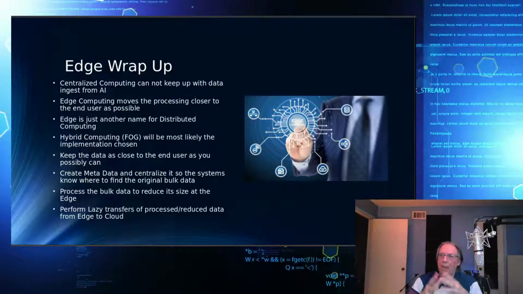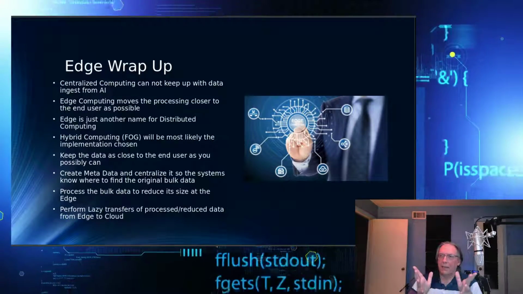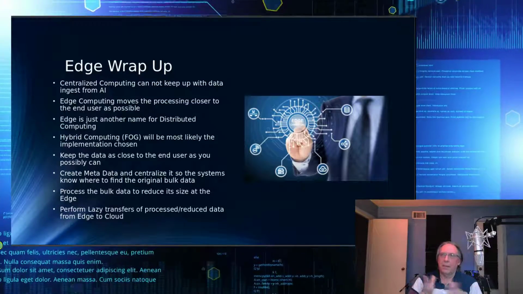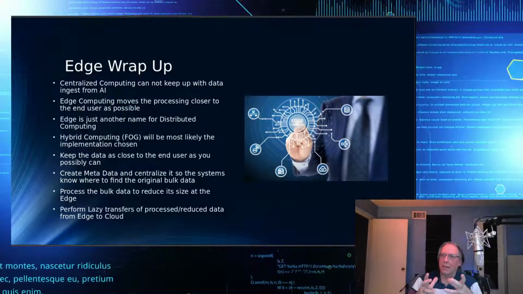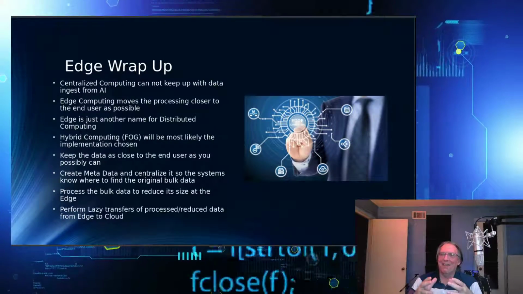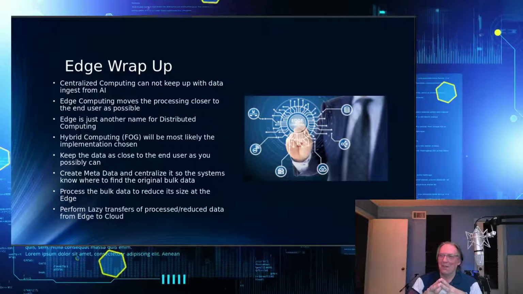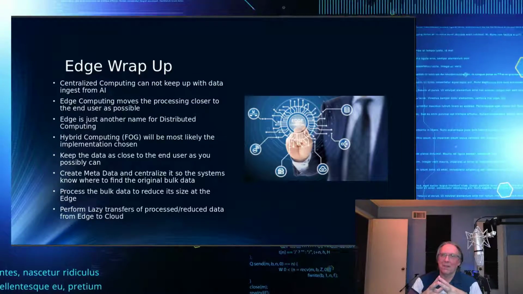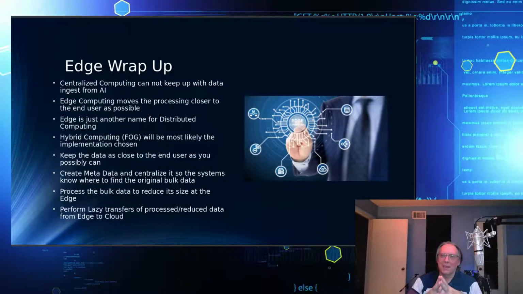Edge wrap up. I'm just going to say this: as we discussed in the slides, centralized computing simply can't keep up with voluminous amounts of data. Edge computing can't possibly keep up with all of the movement of data between all the distributed nodes. Hybrid computing is the most likely thing to be chosen, and so fog, I think, will be the one that's used going forward.